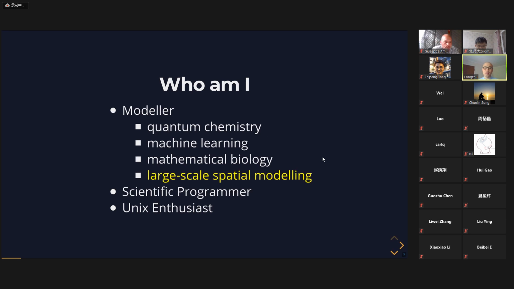Then I moved to Cambridge and started working on mathematical biology. Of course, large-scale spatial computational modeling and machine learning is my great passion, and that's probably most relevant to this talk. I'm a scientific programmer. I studied with the C language, and I'm quite fluent with R, Python, and many other popular tools. I'm also a Unix enthusiast, with experience with Linux systems and many BSD varieties.